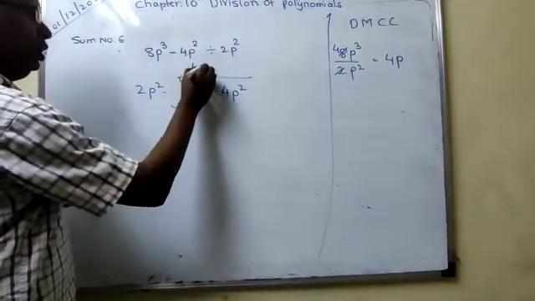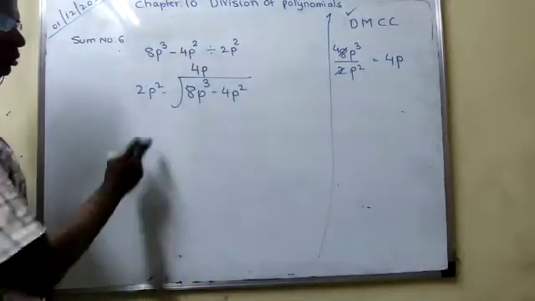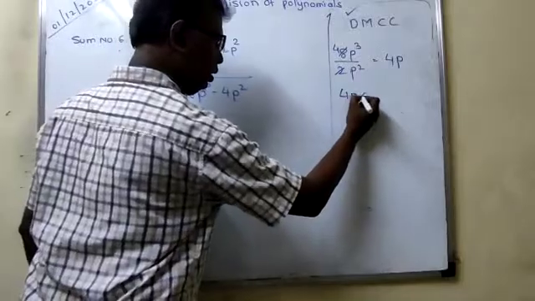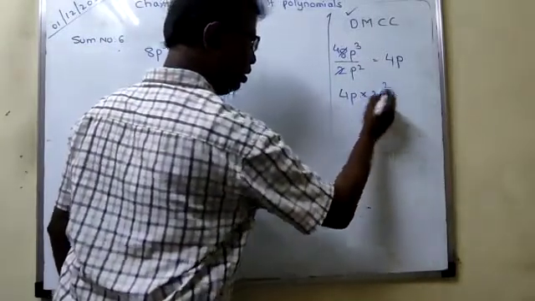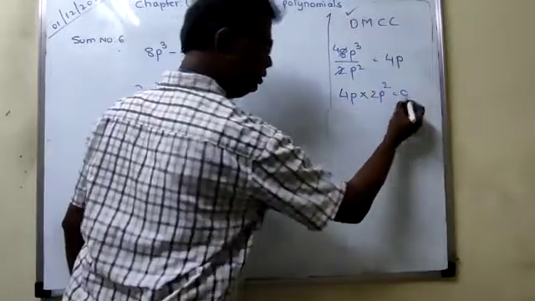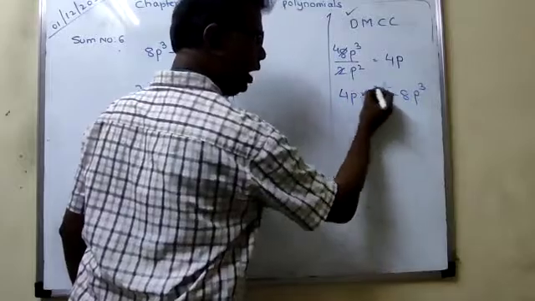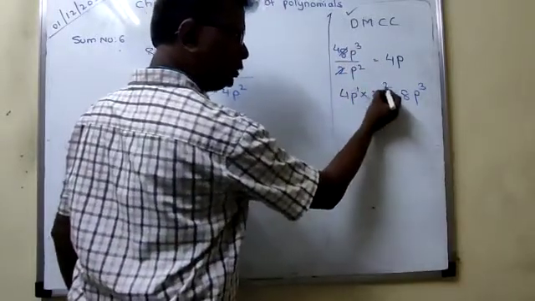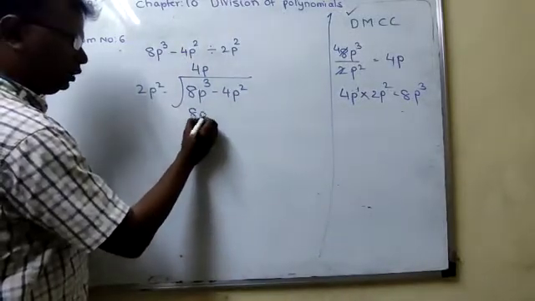So this is your division. What do you have to do now? Multiply. You have to multiply 4p into 2p square. 4 2s are 8, p into p square is p cube. In multiplication we add, in division we subtract. Here 1 plus 2 is 3. Understand, all of you? So here 8p cube.